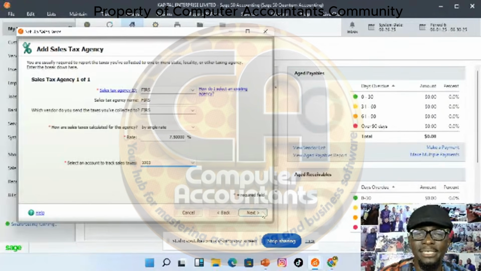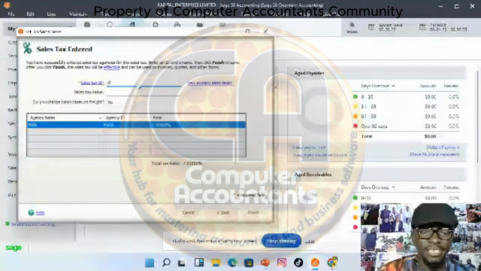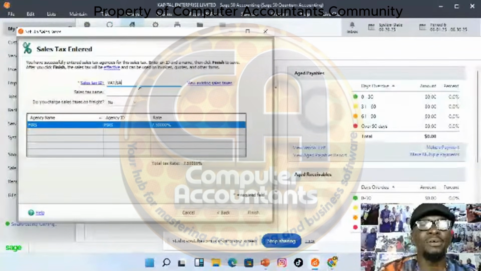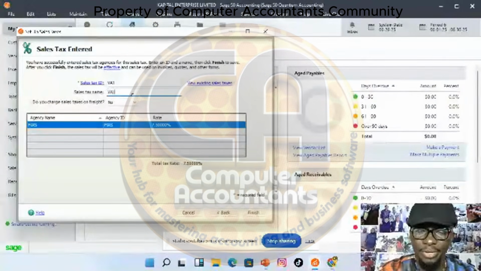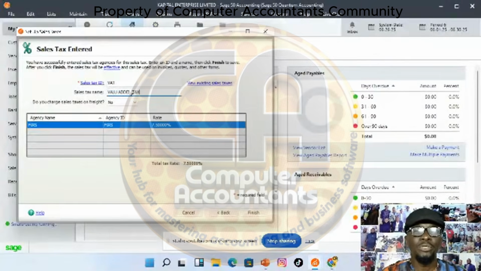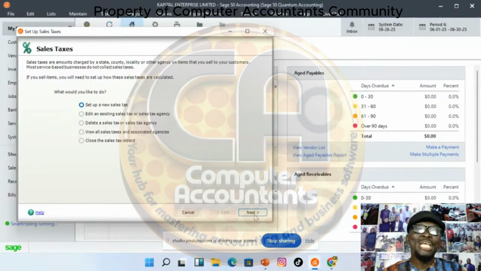Okay, then next. So what name do I want the system to have? I want the system to have the name VAT, value added tax, or sales tax. Is that much you can type? So let's go with VAT. Value, you can type it in full. Value added tax. Okay, nothing more to do here. This is the final stage. Then you click finish. Now, if you finish, it will return you to where you started the journey from.